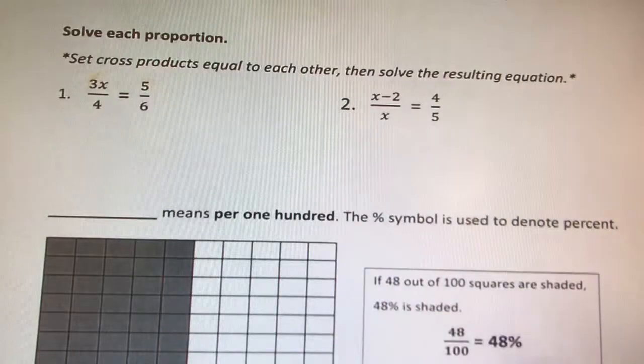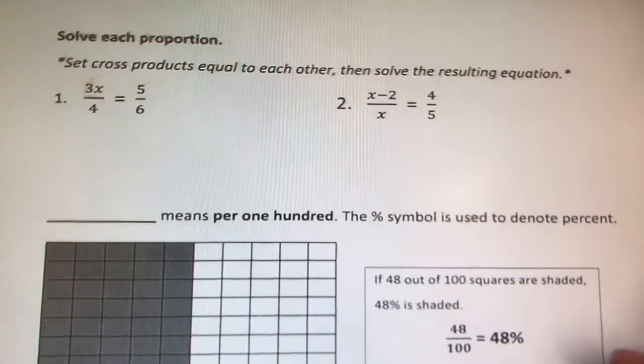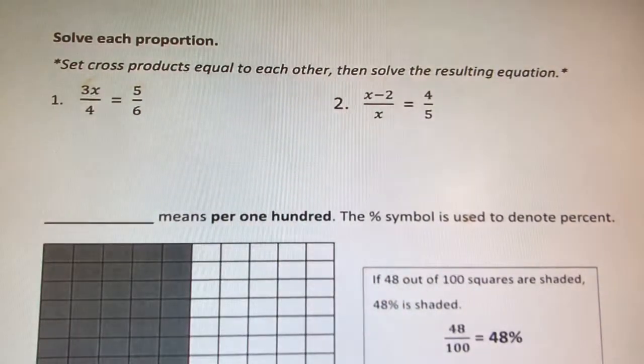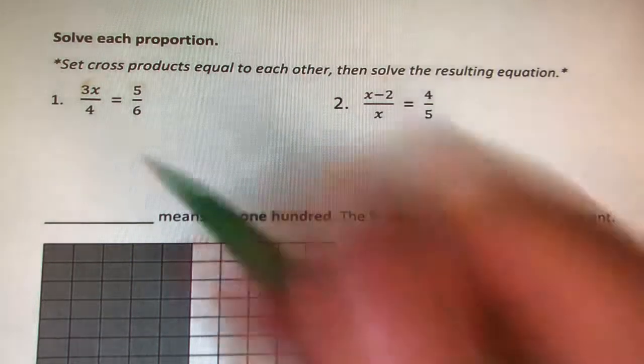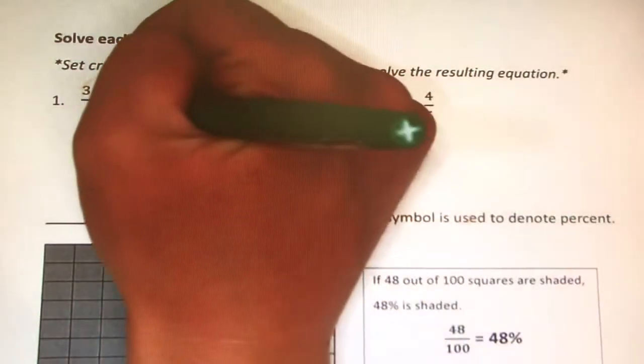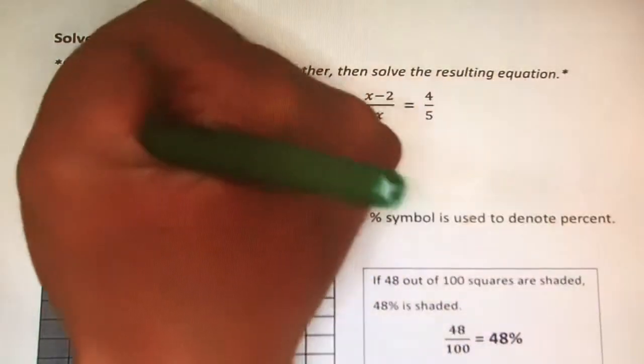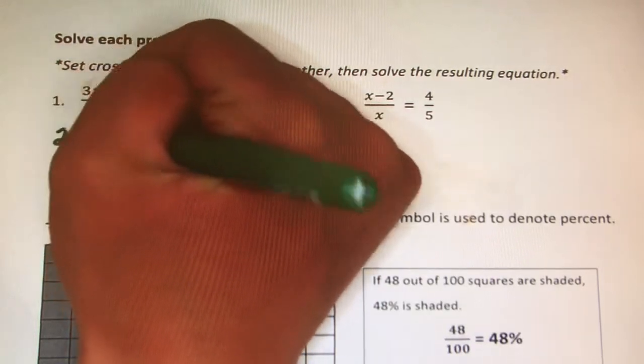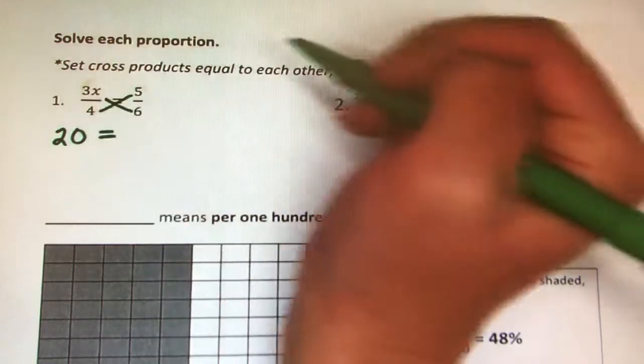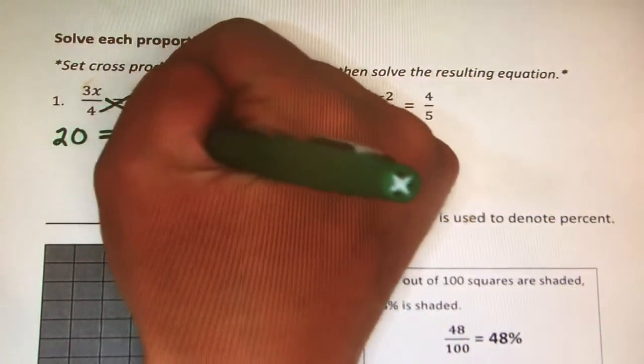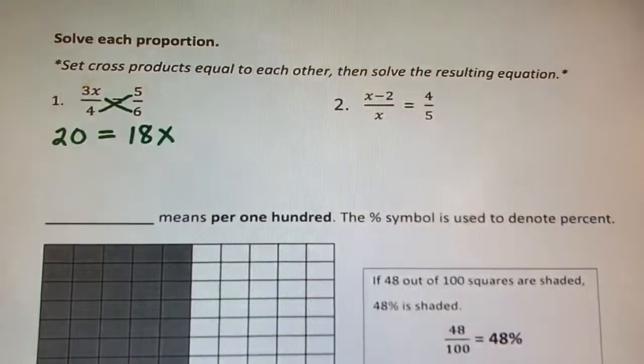The next thing we're going to learn is how to solve proportions. So when we have two ratios set equal to each other and we have a variable such as x, we can solve it. It says set cross products equal to each other, then solve the resulting equation. And by cross products, I mean we're simply going to go across and multiply. So if I do this one first, 4 times 5 is 20. I'm going to set that equal to the other cross product, which is 6 times 3x. 6 times 3x gives me 18x.